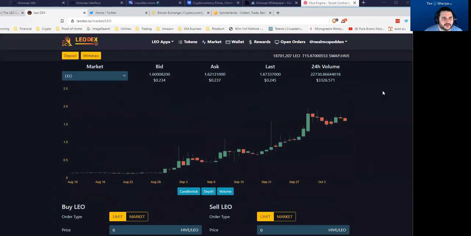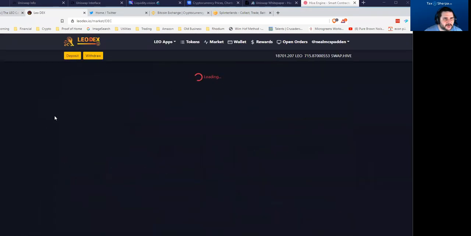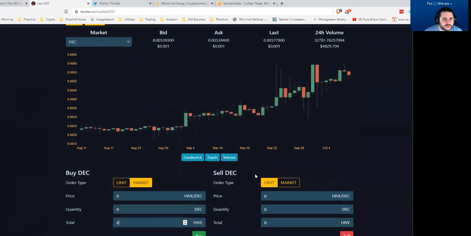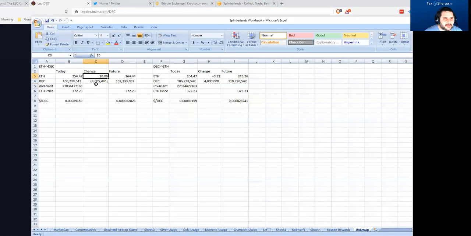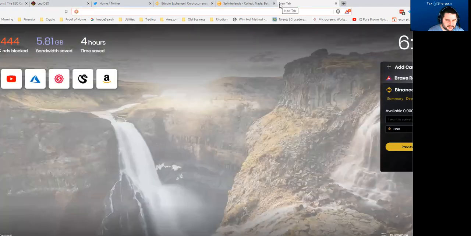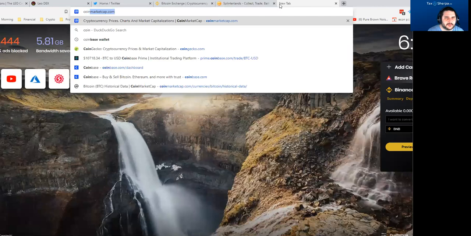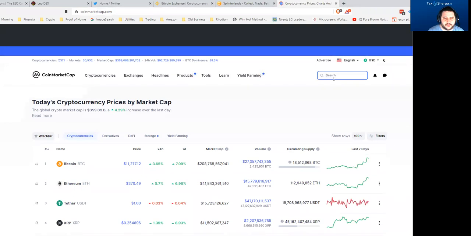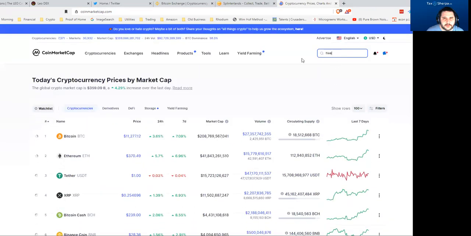All right, so this is LeoDex, which is great because it actually has a market order, which is effectively what you're doing. If I wanted to buy 10 times, it's $3,722, right? So first we'd have to look at whatever the price of Hive is. Let's see, coin market cap, Hive. I know some people like CoinGecko instead of CoinMarketCap, but pretty close.